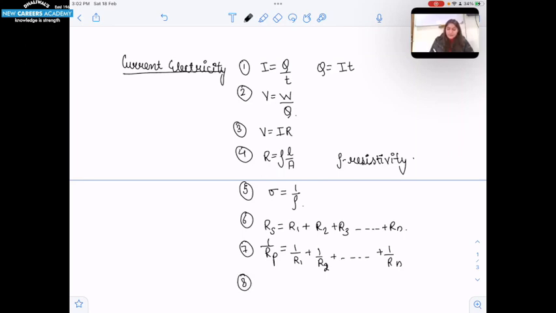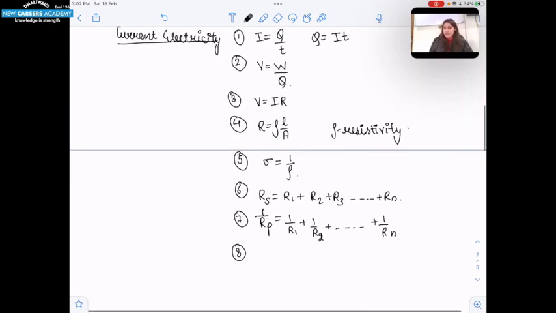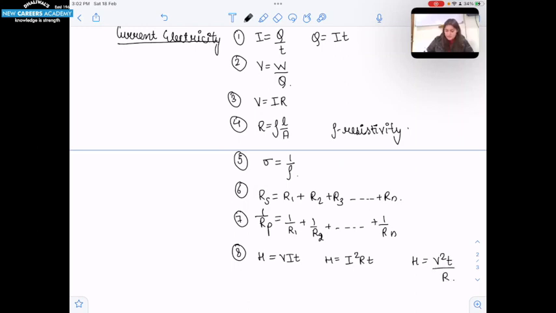Okay, eighth, we have formulas for heat. These are derived formulas. They are very easy to derive, so you don't have to remember them individually. So H is equal to VIT. Second formula for heat is I square R into T. Third formula for heat is V square T by R.